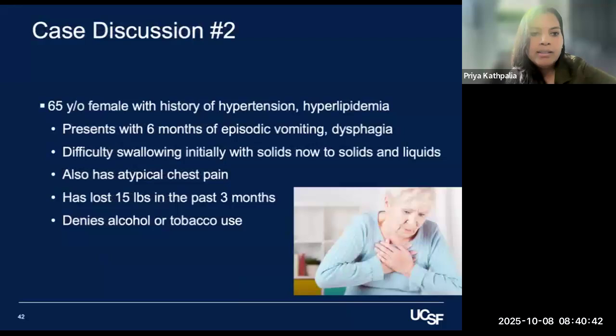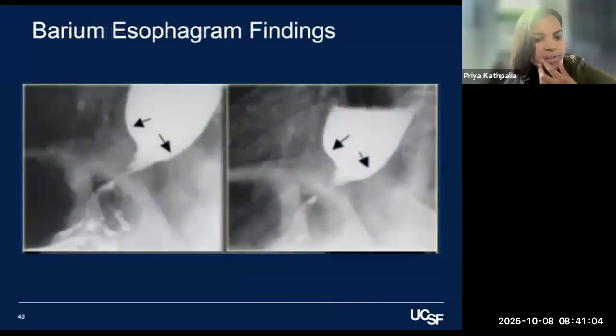So moving on, a similar patient, 65 years old, hypertension, hyperlipidemia, has 6 months of episodic vomiting and dysphagia. Again, difficulty swallowing with solids and now to solids and liquids. Also has some atypical chest pain, has had some weight loss, and denies alcohol or tobacco use. Had an esophagram. And again, has some narrowing here. The radiologist comments on some shouldering in the distal esophagus.